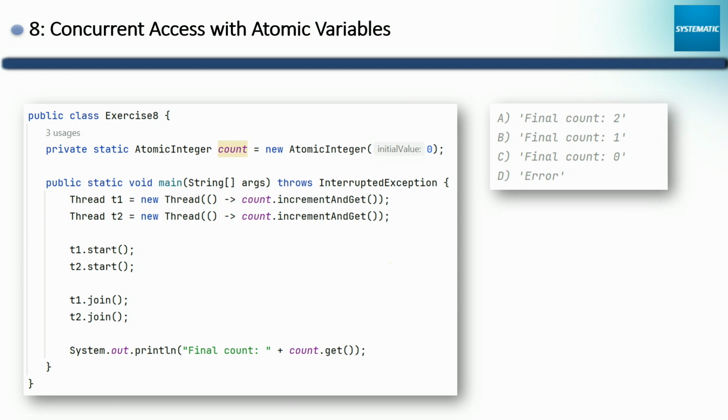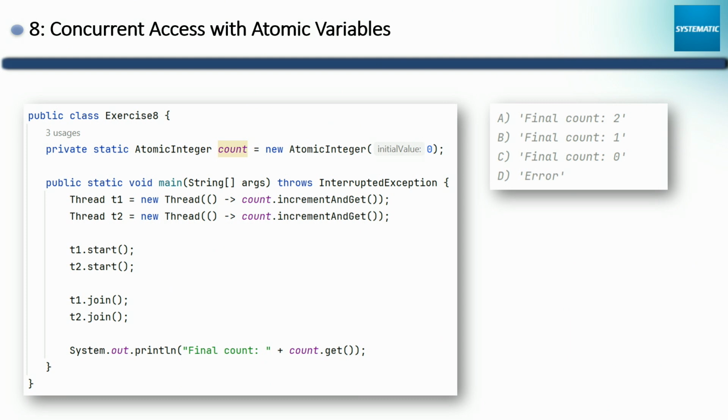And we have there an atomic integer and, again, some concurrent updates. And let's see, what do you think the output would be when we run this program? So we have there two threads. We start them, we join them, and at the end, we display a count.get.